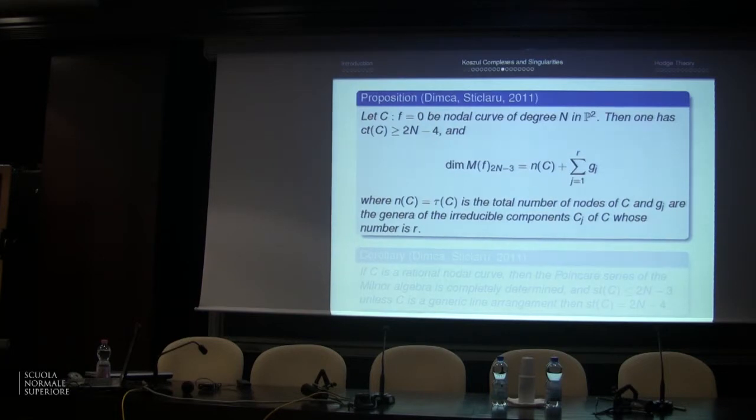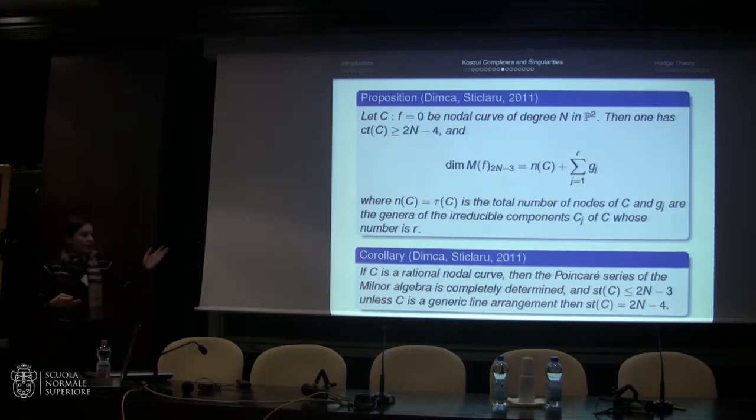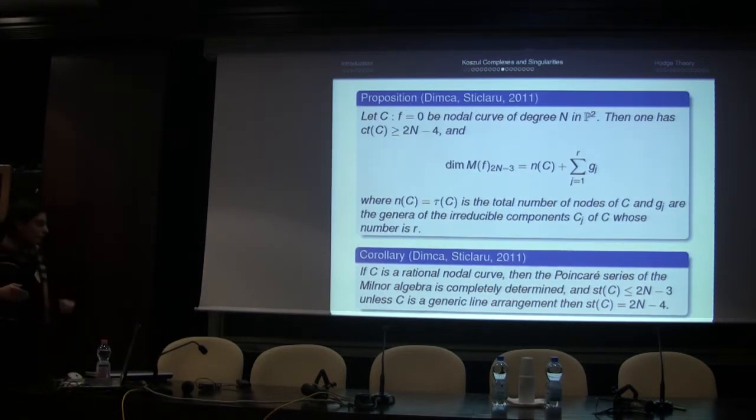So in this case, we know that we have stabilization from 2n minus 3, and we know that for 2n minus 4 and everything before, all the dimensions are known. So in this case, the Poincaré series is all determined. Okay, so for rational nodal curves, the Poincaré series, and so all the dimensions of the Milnor algebra are completely determined, and the stability threshold is less than or equal to 2n minus 3, except if we have generic line arrangement, and in this case we can compute S of t, we get 2n minus 3.